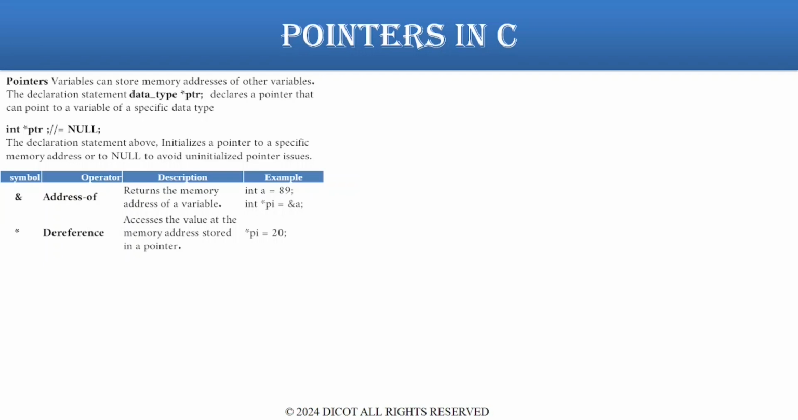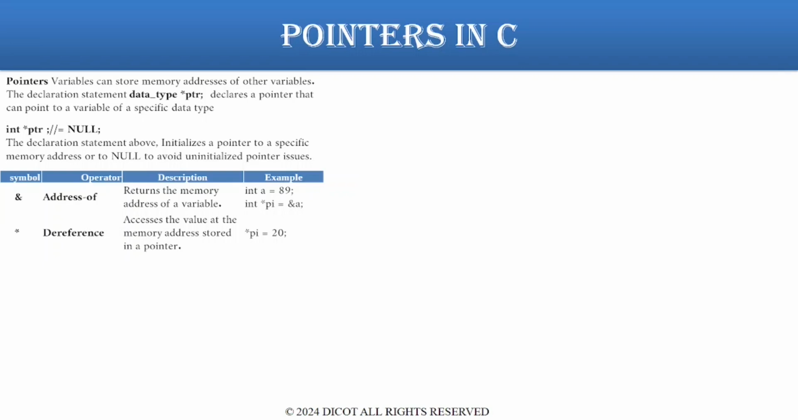Now let's discuss some basic terms. Ampersand. It is the address of operator. It returns the memory address of a variable. Example, A is a variable of type integer with a value of 89 and pi is a pointer to an integer and has been initialized to the address of A.